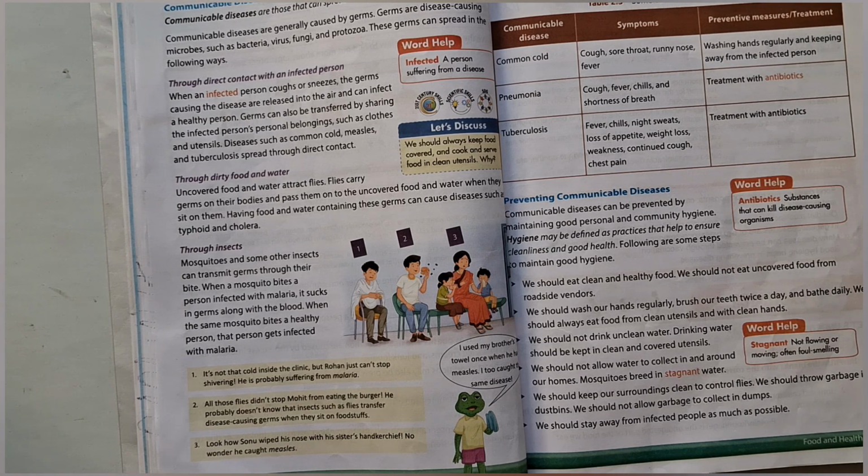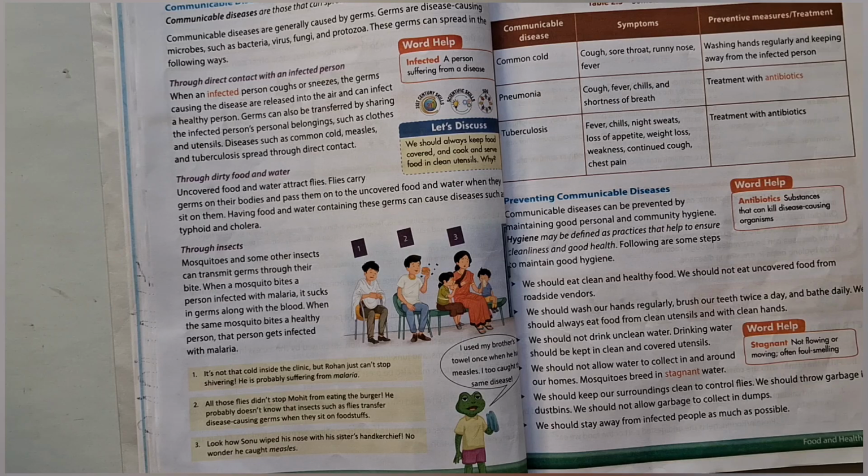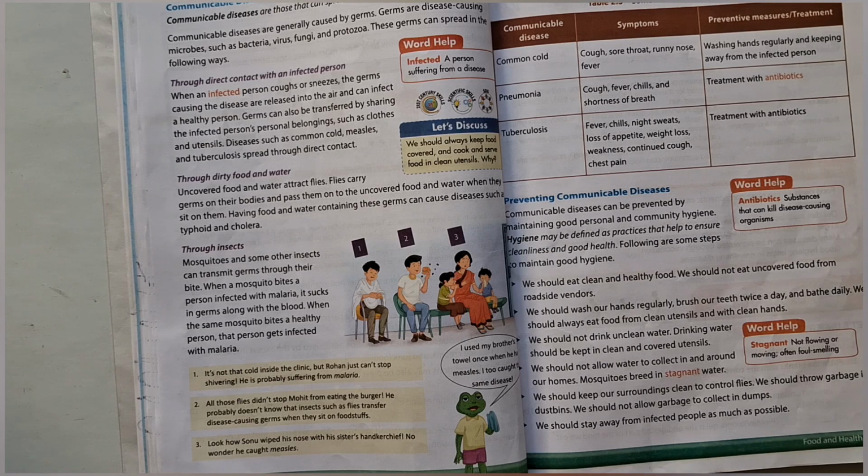Through insects: mosquitoes and some other insects can transmit germs through their bite. When a mosquito bites a person infected with malaria, it sucks up germs along with the blood. When the same mosquito bites a healthy person, that person gets infected with malaria. It's not that cold inside the clinic, but Rohan just can't stop shivering. He's probably suffering from malaria. Second one, you can see the second picture: all the flies didn't stop Mohit from eating the burger.